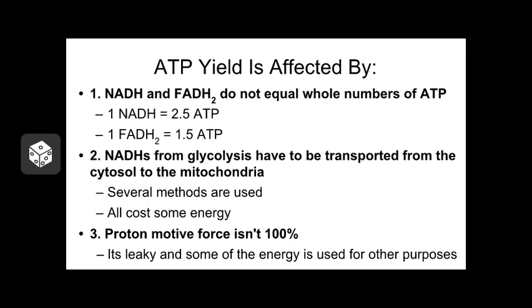Finally, the proton motive force is not 100%. What does that mean? Well, that means that the electron transport chain is actually leaky. Sometimes hydrogens sneak through that membrane back into the matrix without going through ATP synthase. And because they don't go through the enzyme, they don't energize it. If they don't energize it, it's not going to make quite as much ATP. So there are some costs associated with these steps.